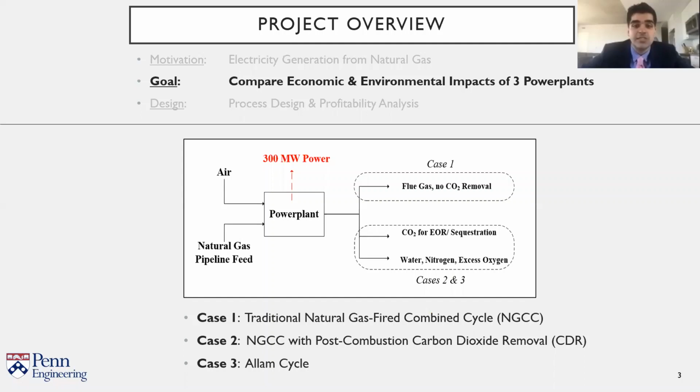Our goal is to design 300 megawatt plants, and we do that in three cases. Number one, the natural gas fired combined cycle or the NGCC, which is already used in the industry today. Number two, the NGCC with the CO2 capture or the post-combustion carbon dioxide removal, also known as CDR, and that recovers 90% of the CO2. Number three, the Allam Cycle, which sequesters 99% of CO2, and this is a completely new technology in the chemical engineering industry.